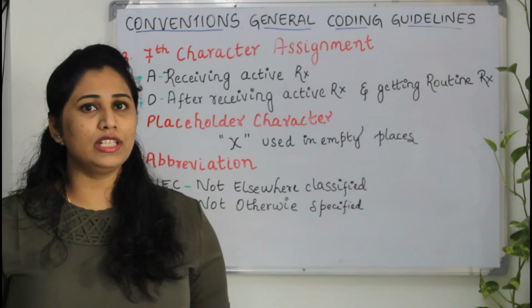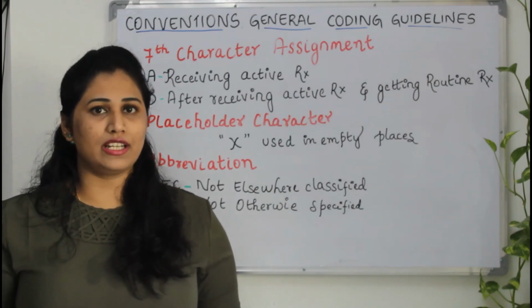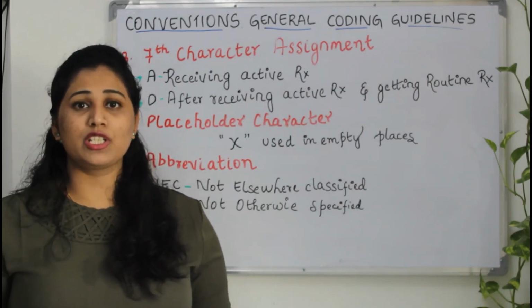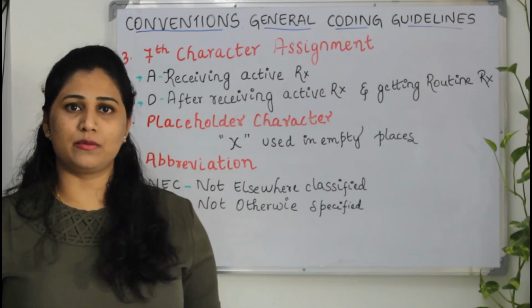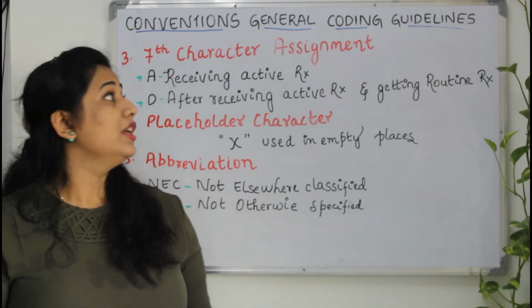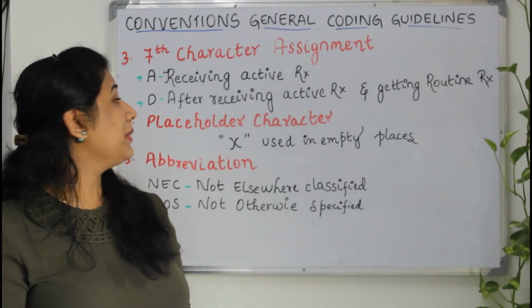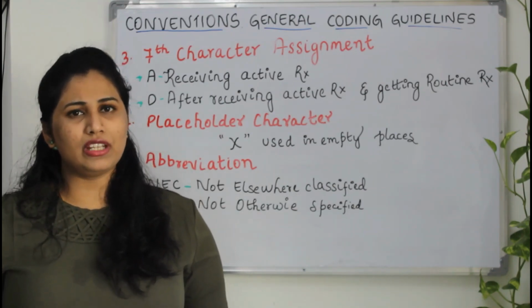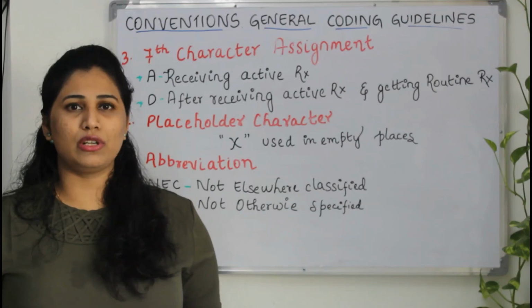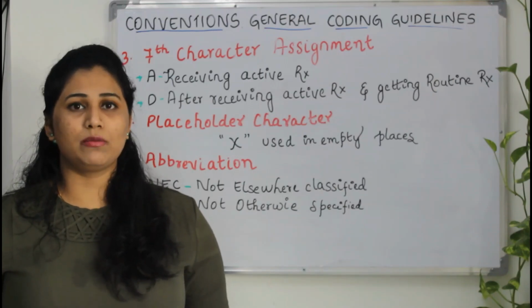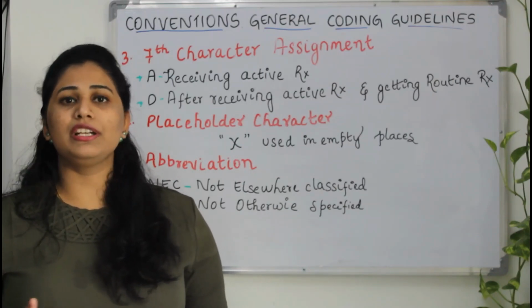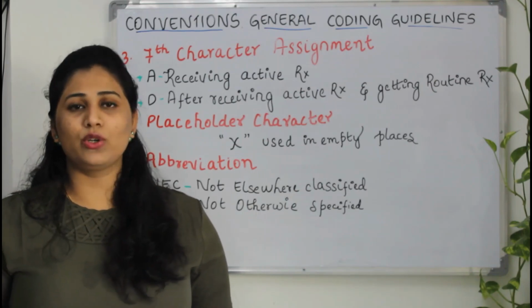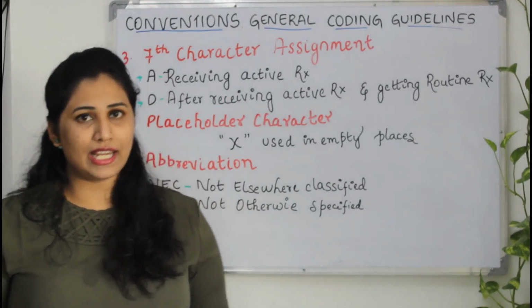So the third point is seventh character assignment. As I have told in the format and structuring, the seventh character is kept for an extension which gives us an elaborated description of that particular code. In the seventh character, mainly we will discuss A and D. There are many other seventh characters also, like K, which come in the fracture chapter. We'll discuss that in the chapter-wise guideline. So the main two things are A and D.